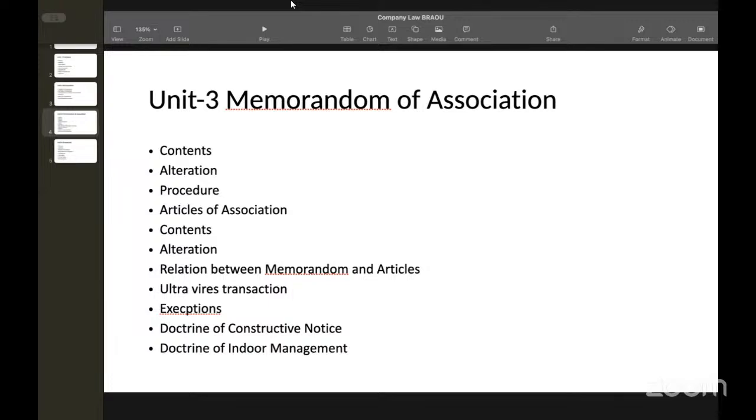In conclusion, the MOA and AOA, alongside doctrines like constructive notice and indoor management, create a structured legal framework for companies. These principles ensure accountability, protect stakeholders, and balance internal governance with external transparency. They collectively uphold the integrity of corporate operations while safeguarding public trust.